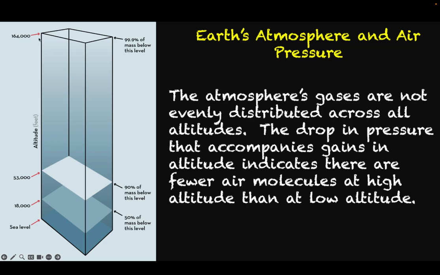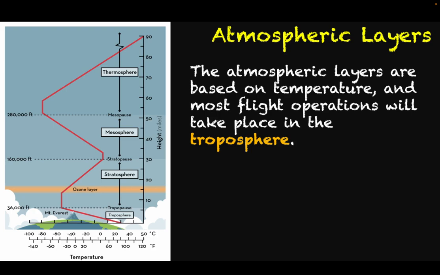So even though you have dropped about 2/3 of the way down in the atmosphere, you have only dropped about 10% of the total amount of gas in the atmosphere. And even at 18,000 feet above sea level, you still have 50% of all the air underneath that threshold. What this means is that the drop in pressure that accompanies gain in altitude indicates there are far fewer air molecules at high altitude than at low altitude.